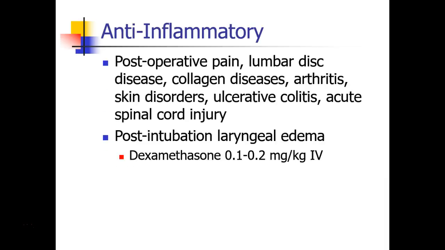As we said before, steroids are anti-inflammatory, and many patients who are on steroids are using them for this purpose. Anti-inflammatory benefits include treatment of postoperative pain, lumbar disc disease, collagen diseases, arthritis, skin disorders, ulcerative colitis, acute spinal cord injury. And we may take advantage of the anti-inflammatory effects in the case of post-intubation laryngeal edema. So often a patient who has a difficult airway or lots of instrumentation of their airway will be given 0.1 to 0.2 milligrams per kilogram of IV dexamethasone to try and limit airway swelling.